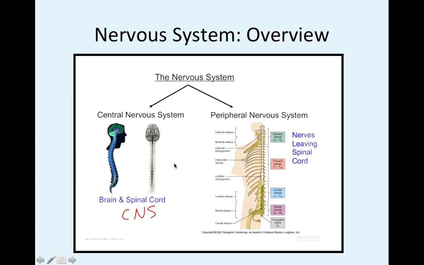I mean, you can break it down to the brain and the spinal cord. The peripheral nervous system gets broken down a lot more. There are categories and then subcategories and subcategories. But the two main systems of the nervous system are the central nervous system, which we call the CNS, and then the peripheral nervous system, which we call the PNS.